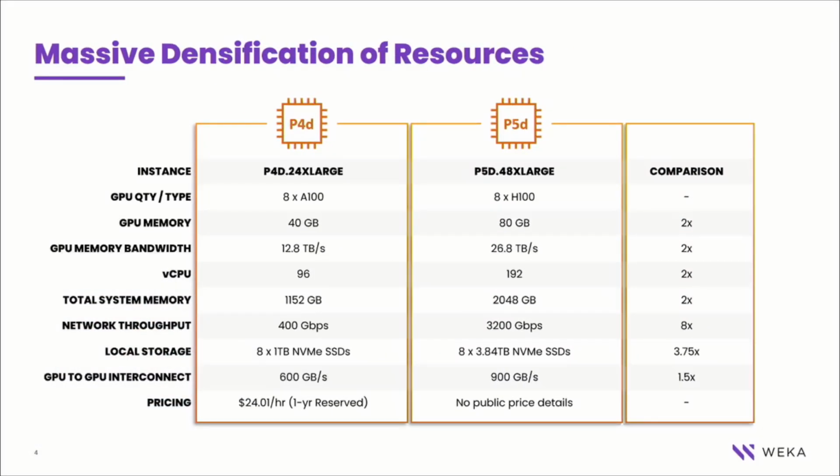H100s are not so much available. They are the newest, but they are not so much available. Even for the P5D, AWS doesn't have a price list. P4D is what most people are using, so I am going to use that example. But again, you can use the P5D, of course.